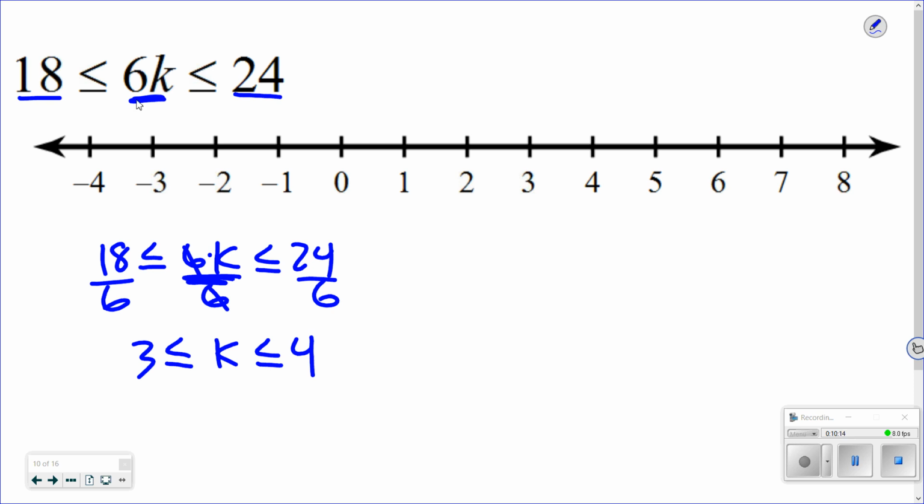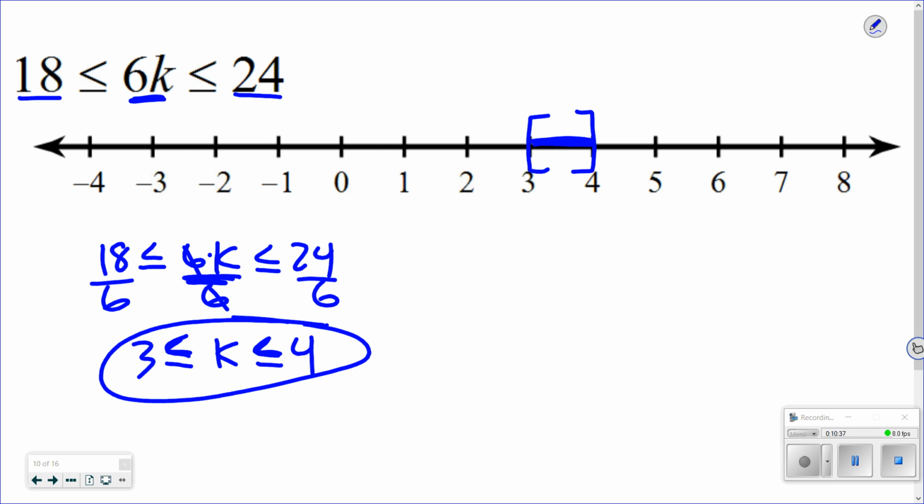So let's graph what that looks like. What that really means is K is bigger than 3, but smaller than 4. That just means it's between 3 and 4. So I'm going to come up here, and they do have equal signs. So K is between 3 and 4. It just fits between there. If you're writing it with inequality notation, that's your answer right there. You've got it. You don't have to do anything else.